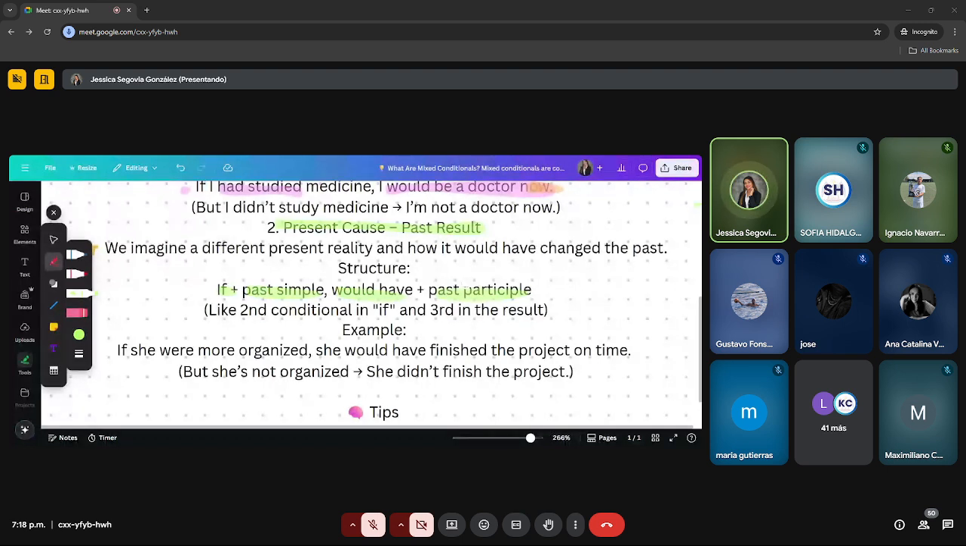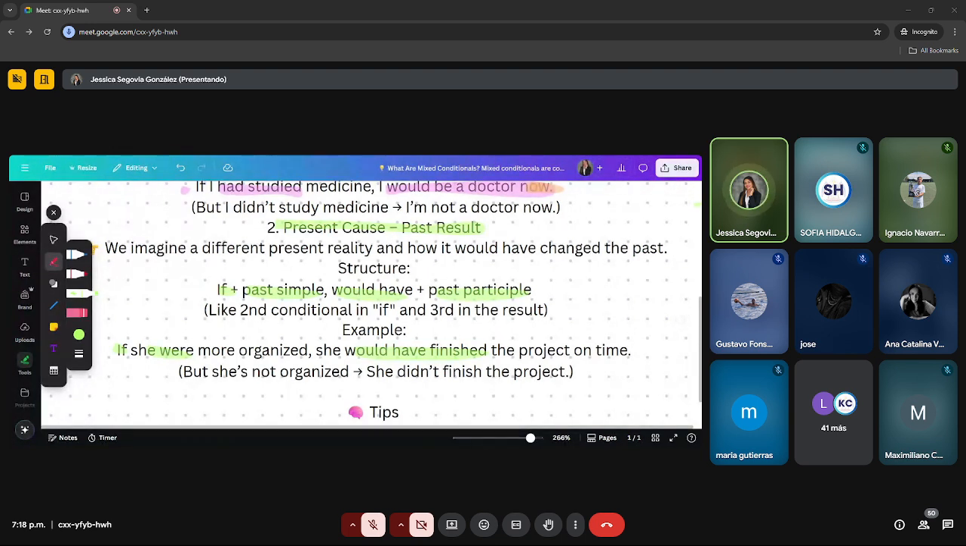Si se quieren agarrar de algo para poderlo identificar o por lo menos disminuir la posibilidad de confundirse con la otra estructura, would have y el past participle have to be together. For example, if she were more organized, here we have the if, here we have the past simple. If she were more organized, she would have finished the project on time.